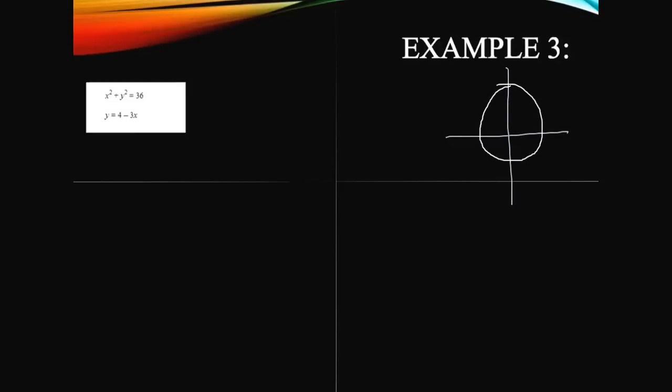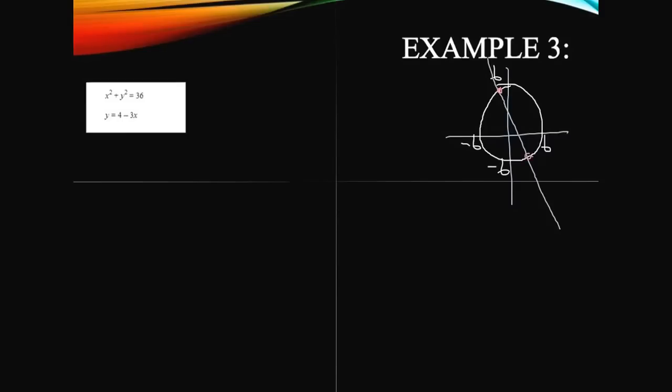Okay, let's say that this is 6 up here and minus 6 down here, and 6 and minus 6, and my equation of a line is going to cross through 4, and it's going to be quite steep. So it's going to be something like this. So you can see we're going to get two solutions. We're going to get one up here and one down here. That's how we go about doing it.